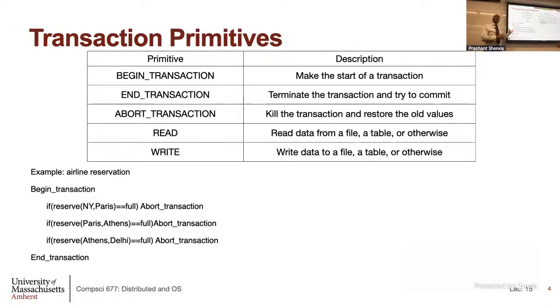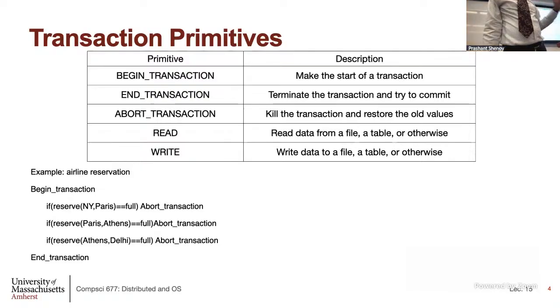Here is an example of a transaction, and now you will see why you need an all or nothing property. This example is trying to book a flight. The flight goes from New York to Delhi, but there are intermediate hops in the flight. So the first leg of the flight says you go from New York to Paris. The next one says go from Paris to Athens. The third one says go from Athens to Delhi.